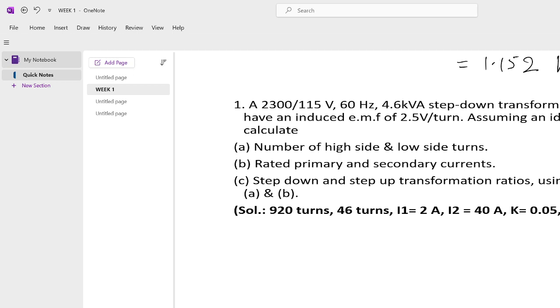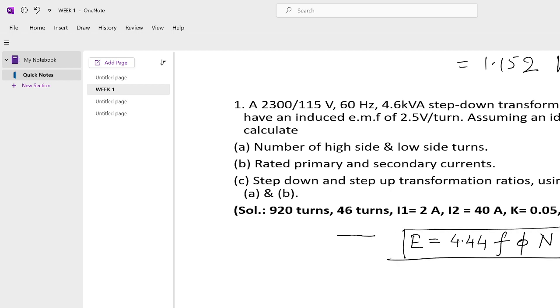So it is a very elementary and basic question. I think you must be aware of the basic EMF equation of a transformer. That is E equals 4.44 f phi N_P, where N is the number of turns. This is the basic EMF equation. This gives us the RMS voltage value.